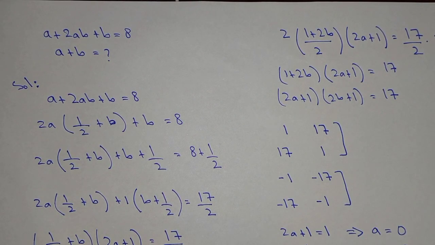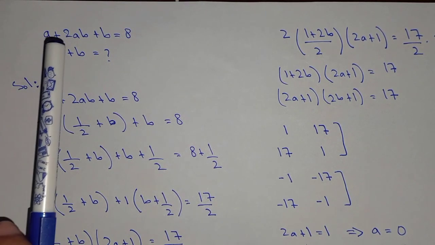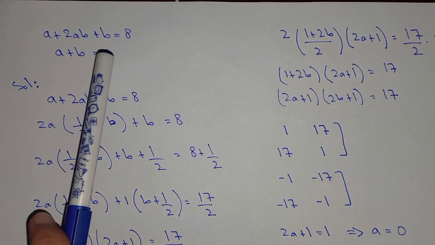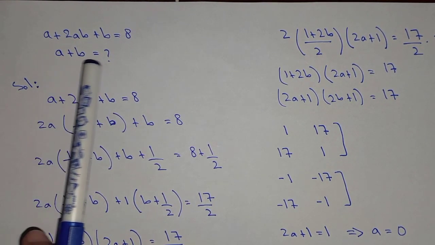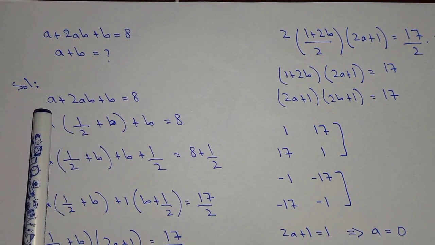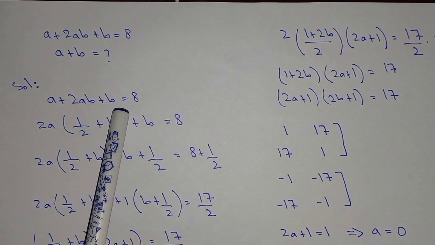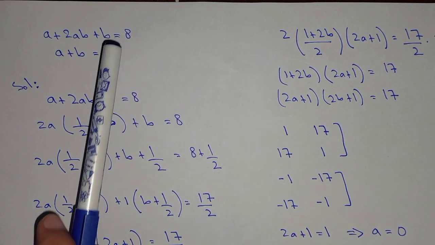In this video we are going to solve the equation for the integers. Here we have a plus 2ab plus b equal to 8, and we have to find out a plus b. So we have a plus 2ab plus b equal to 8 from the question.